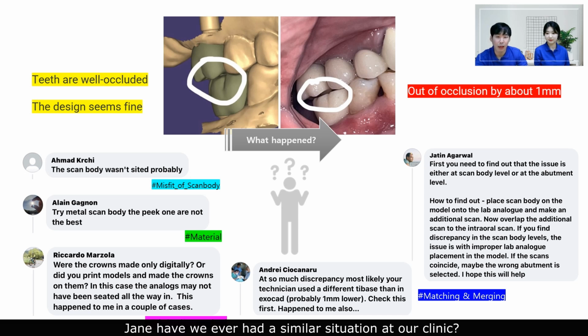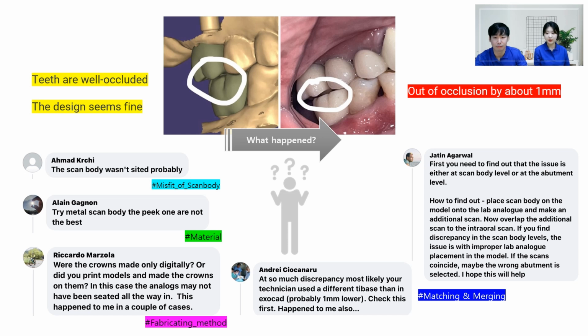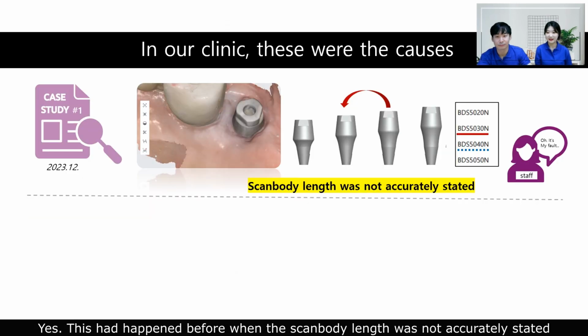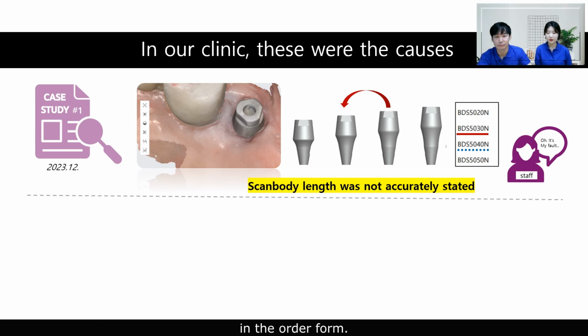He was probably very frustrated when he first tried putting in the prosthesis. Jane, have we ever had a similar situation at our clinic? Yes, we have. There were cases where we had big differences in occlusion. We actually had one last week too. Oh, I remember. Those cases with supraocclusion. Just like Dr. Nguyen's case, the implant was located at the rearmost area. Did you find what caused it? Yes, this had happened before when the scan body length was not accurately stated in the order form.